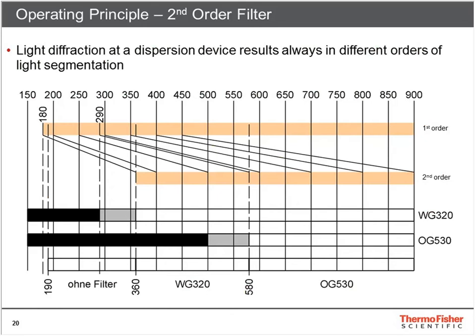To control this problem, a second-order filter that blocks the unwanted extra wavelengths is used. The problem with second-order segmentation is worse when the beam of zero-order light is broader.